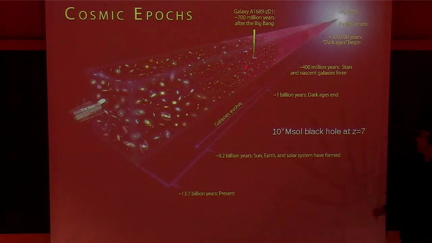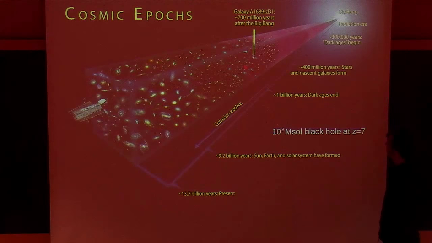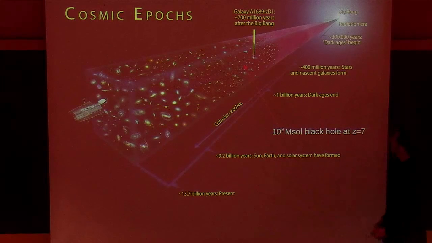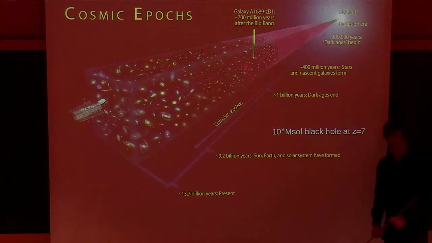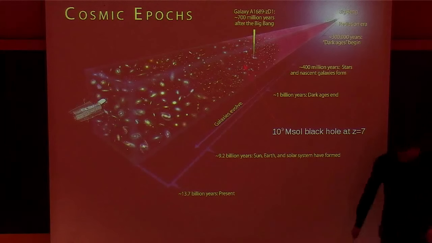All right, so this is the problem. At z equals 7, we already have observational evidence of supermassive black holes with a mass of 10 to the 9 solar masses. And the question is, how is that possible? How could the universe, when it was less than 1 giga-year old, already have formed a 10 to the 9 solar mass supermassive black hole? Now, there are different scenarios.